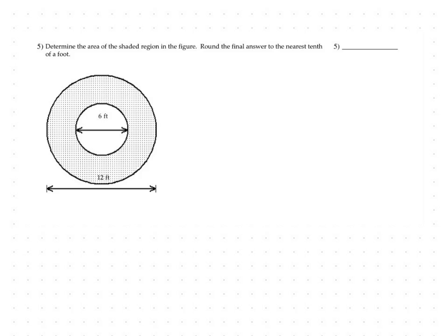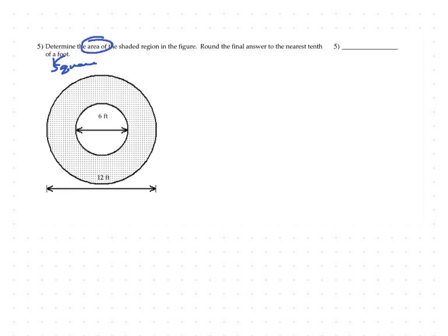Question 5 on the examples says, determine the area of the shaded region of the figure. Around the final answer to the nearest tenth, that should say nearest tenth of a square foot, not just a foot. Area is always in square units. So for area, you say to yourself, what kind of formulas do I have for area?